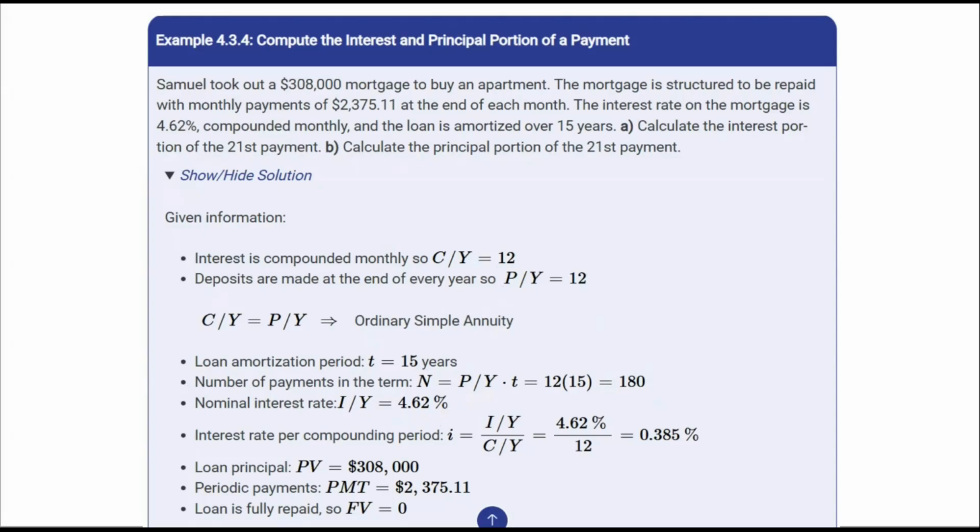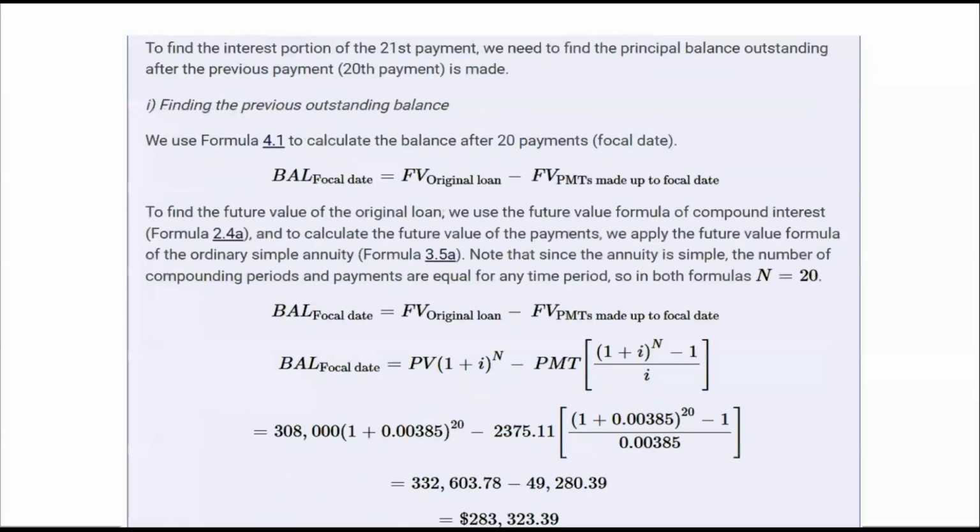What they want to find: calculate the interest portion of the 24th period, and then the principal portion of the 24th period, right? So this is a little reasoning here. Let me just give you a little illustration to know what they're trying to do.